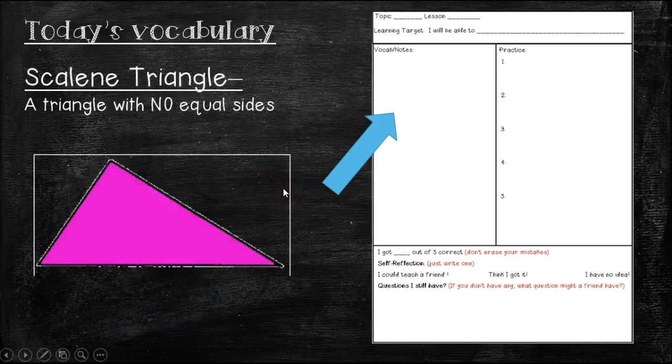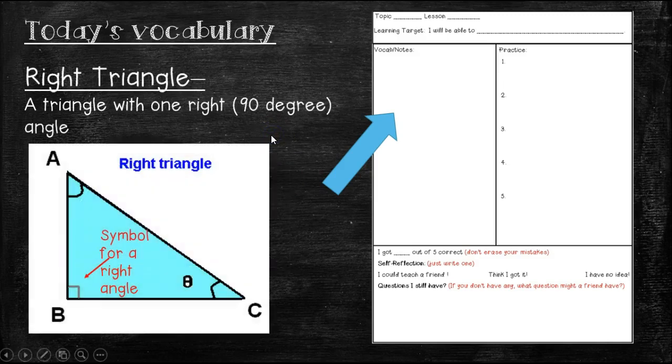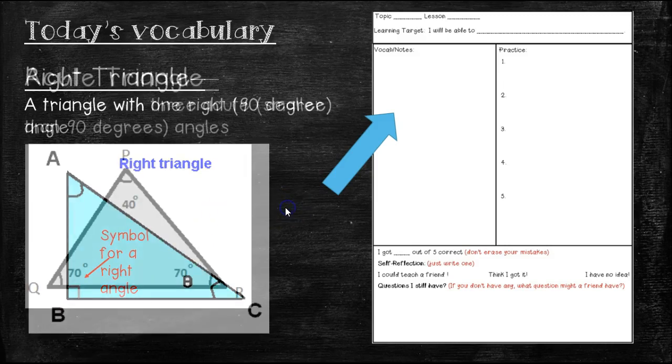A scalene triangle is a triangle with no equal sides. And then a right triangle is a triangle with one right, or a 90-degree angle. So it would look like this. And this here is your symbol, of course, for a 90-degree angle.